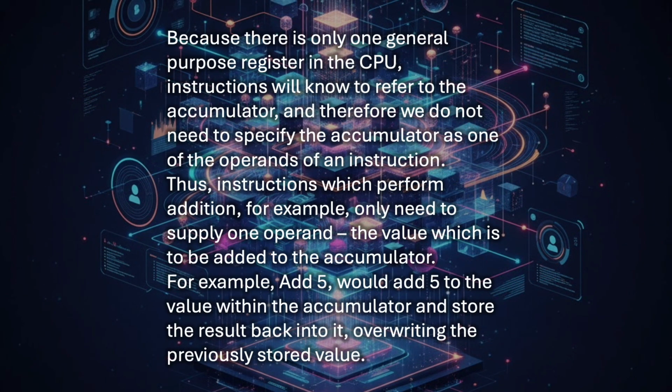Because there is only one general-purpose register in the CPU, instructions will know to refer to the accumulator, and therefore we do not need to specify the accumulator as one of the operands of an instruction. Thus, instructions which perform addition, for example, only need to supply one operand, the value which is to be added to the accumulator. For example, add 5 would add 5 to the value within the accumulator and store the result back into it, overwriting the previously stored value.